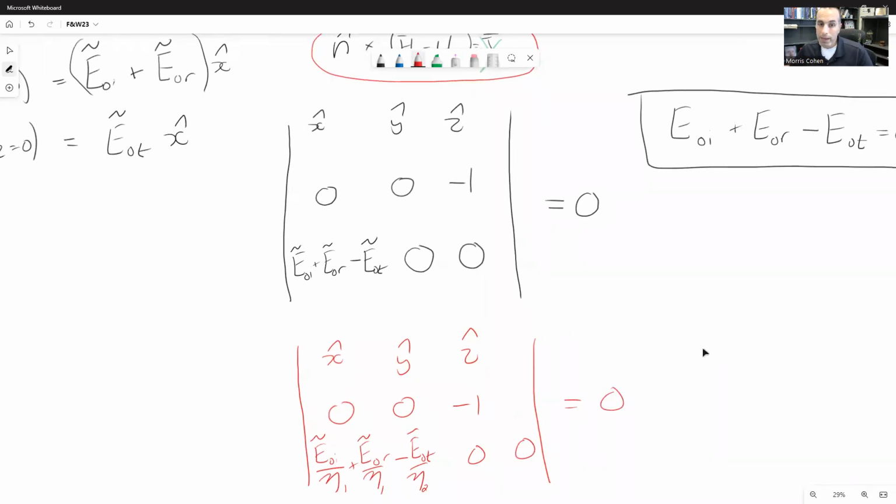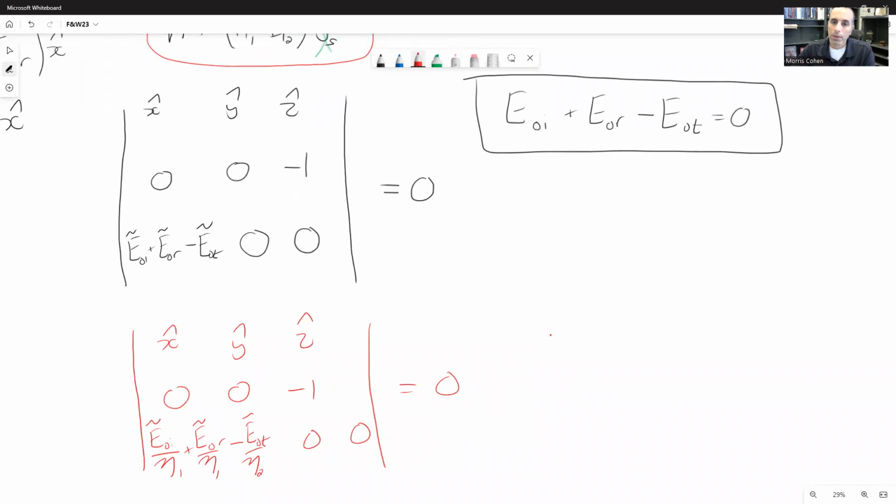If you expand this out, expand this determinant, then the equation that you'll get is E0I divided by eta 1 plus E0R divided by eta 1. Sorry, that's an R right there. Minus E0T divided by eta 2 also equals 0. And these are all phasors, by the way.